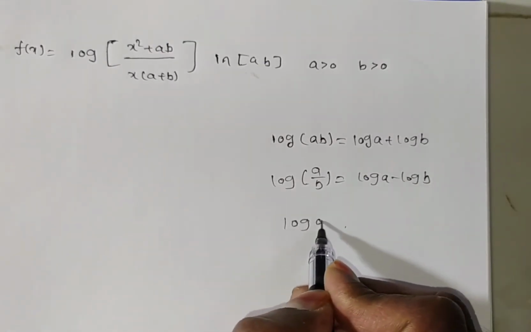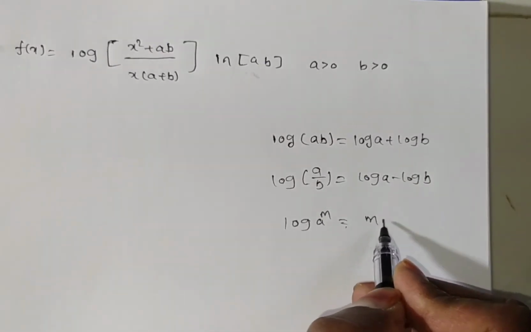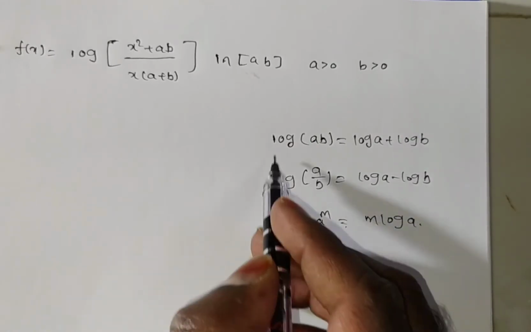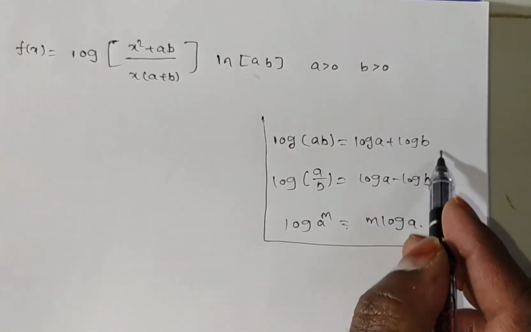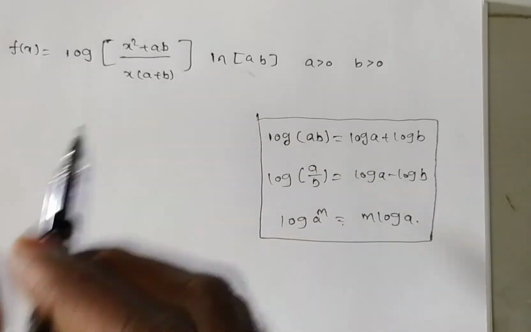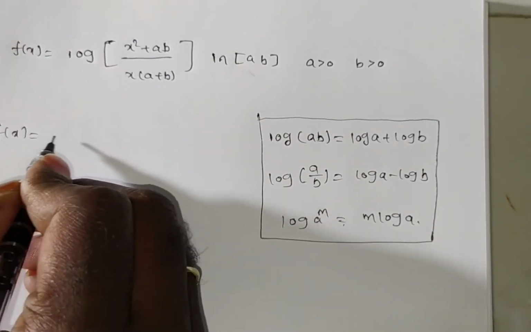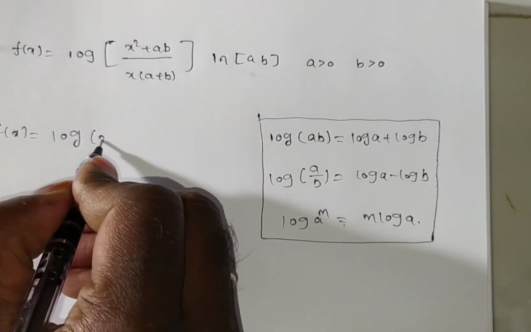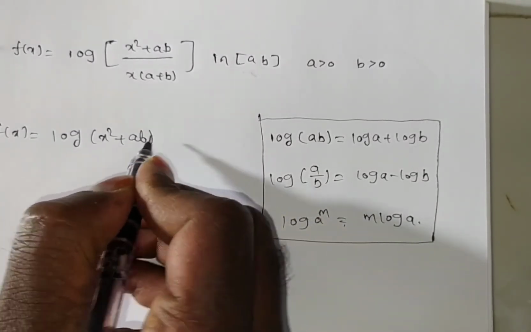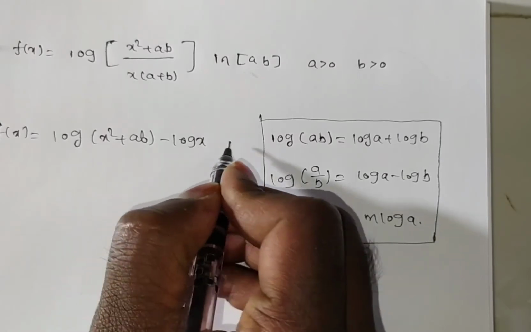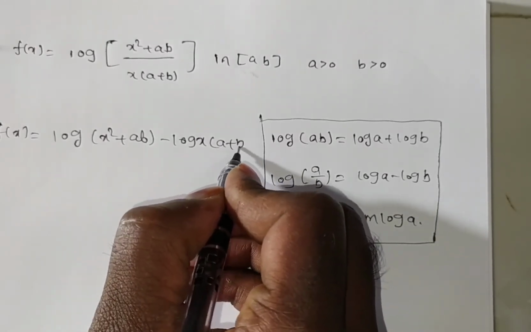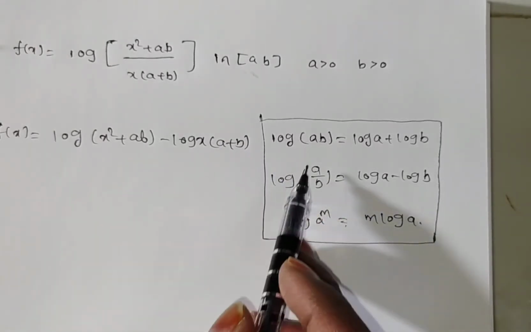Next, log a to the power of m, how can you write it? m times log a. So we have to use these formulas to solve the above problem, right? Now f of x, how can I express it? Log of x square plus ab minus log x times of a plus b. Here a product is there, so use the first one.